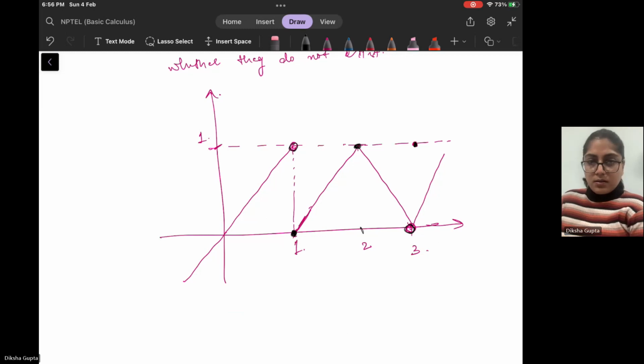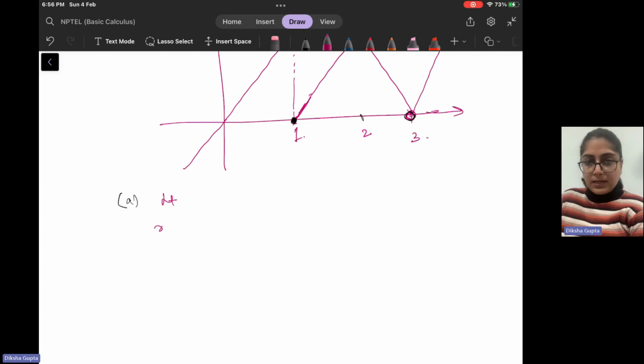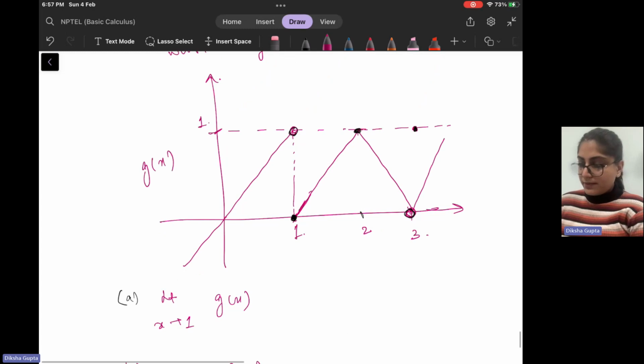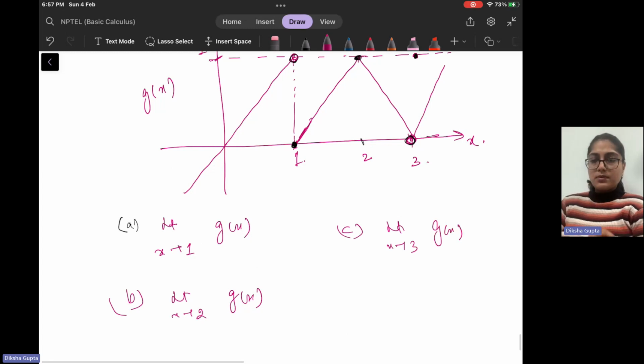Okay, you have to find (a) limit x tending to 1 of g(x), (b) limit x tending to 2 of g(x), and (c) limit x tending to 3 of g(x). So keep some things in mind: whenever we have to evaluate the limit of a function at some point, we do not care about the value of the function at that point. We care about how the function is behaving near that point.